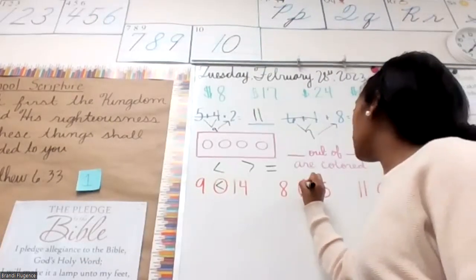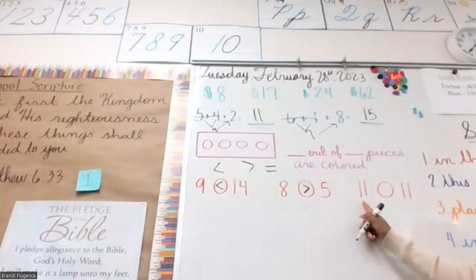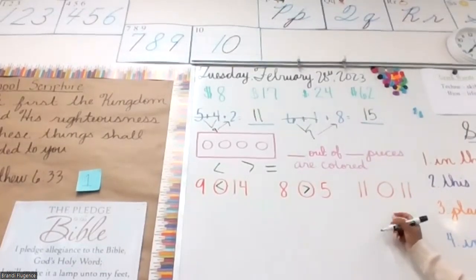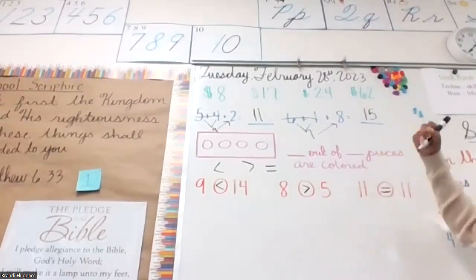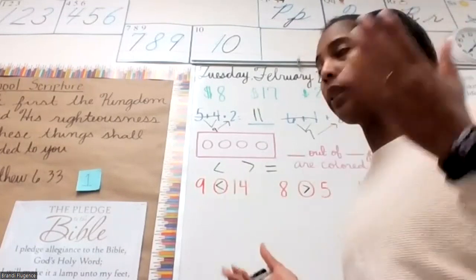It is greater, so we put the greater symbol. And then 11, is it less than, greater than, or equal to 11? It is equal. They're the same exact number. When it's the same number, they're equal. No one is greater than the other.